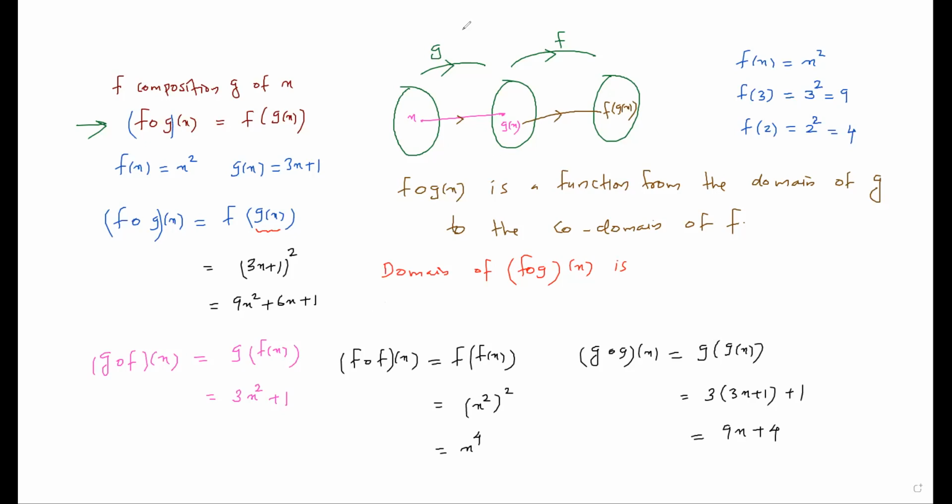So I said f composition g is a function from the domain of g to the codomain of f. This I told you just for understanding, as a picture. Now whenever a question comes to find the domain of f composition g, can you tell me what it is?